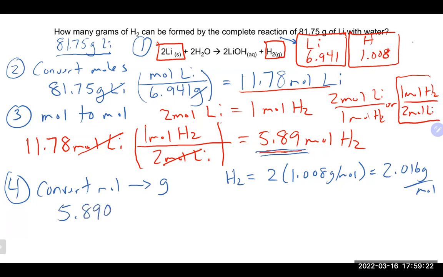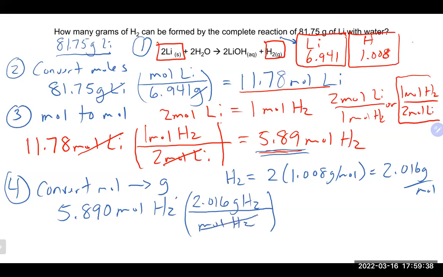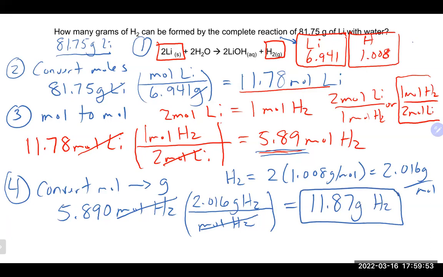We take our same number, 5.89 moles of H2, and multiply by the molar mass so that the moles cancel. The moles of H2 will cancel, and we will end up with 11.87 grams of H2 in this particular case. Any questions on that there? Yeah.